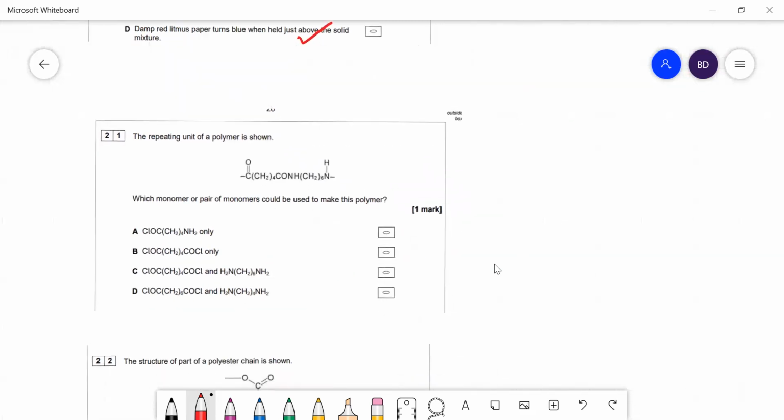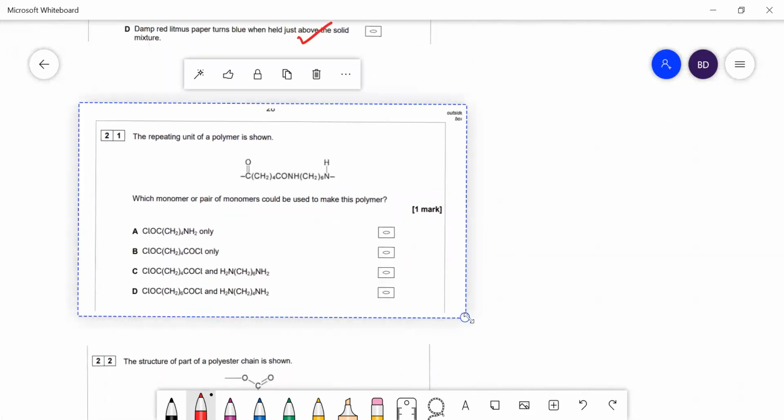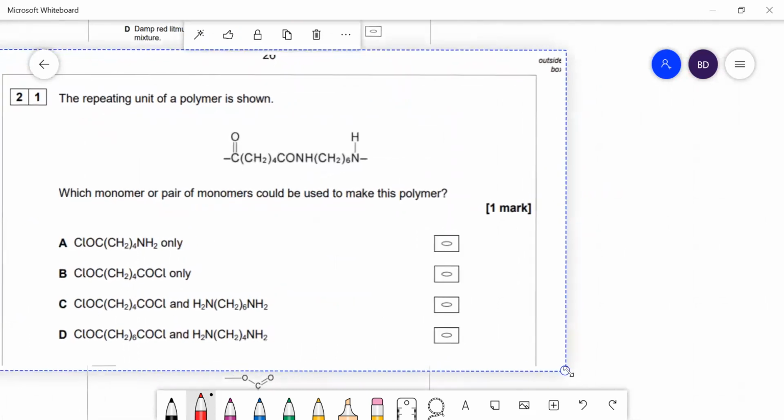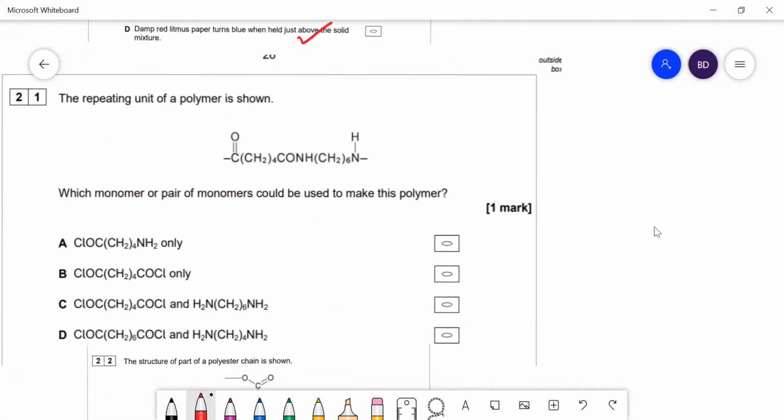Okay, the repeating unit of a polymer. Let's make this bigger. Now, if we look here, that's the repeating unit of the polymer. Right, this is a bit of a red herring in the middle here. They're showing a repeating unit. You've got an amide link, but that's already in there.